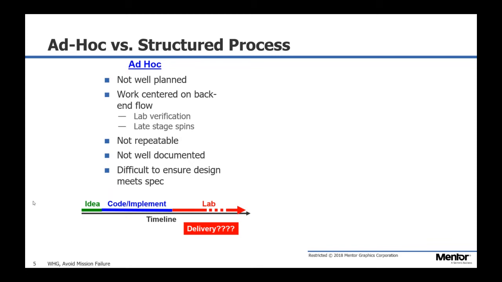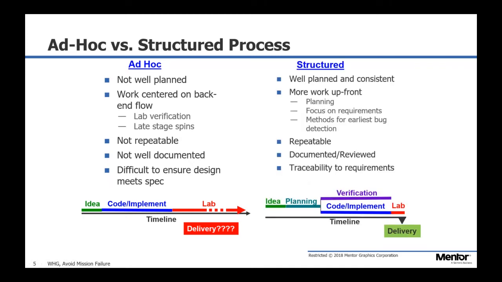A more structured process is that you have the idea, but then you spend some time doing planning, you do a good requirements document, you do a good testing plan. So there's a bit of upfront work in the planning, but because you can do that, you can then be doing the code implementation and the verification. Those tasks can go on in parallel. If you've done a good verification, then usually the lab bring up is a lot quicker. There's a lot less surprises in the lab, and you don't get into what we call the lab trap.